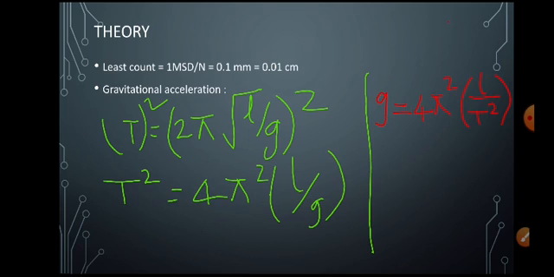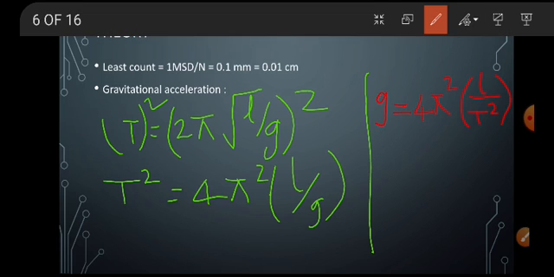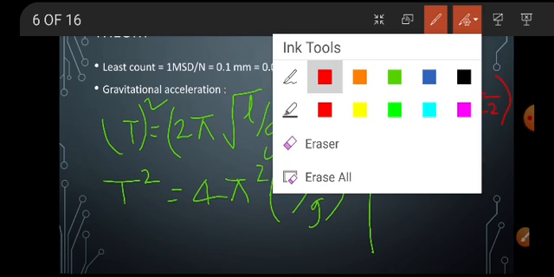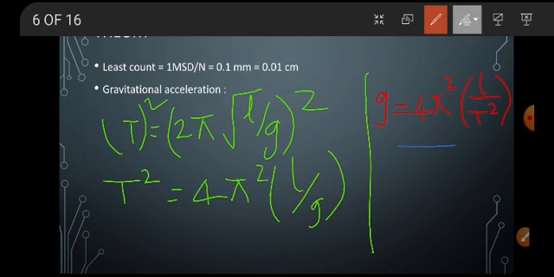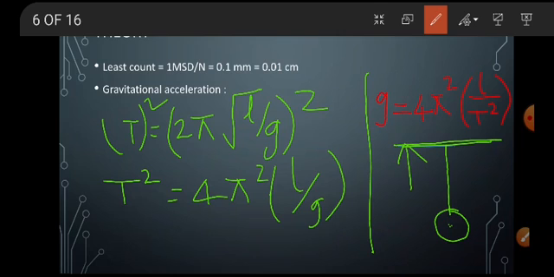To find out the length of the pendulum, you need the radius of the bob. Because for the simple pendulum, the length is measured from the supporting point to the midpoint of the bob. So you have to take the radius.